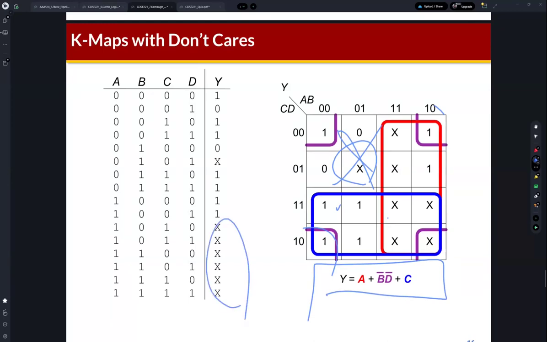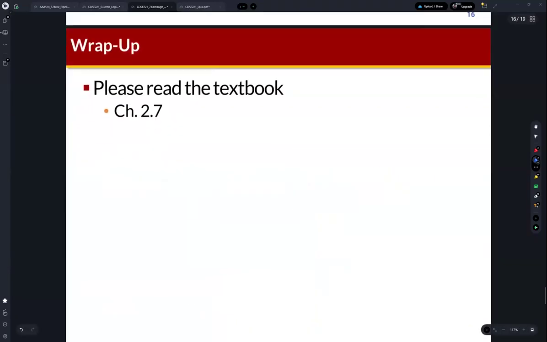Okay? So we can use the don't care in the Karnaugh map.